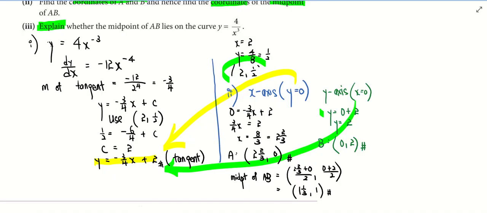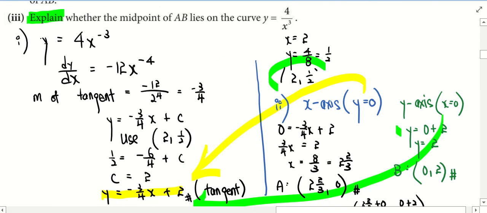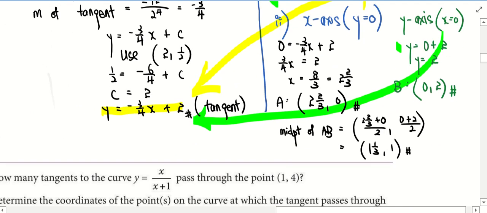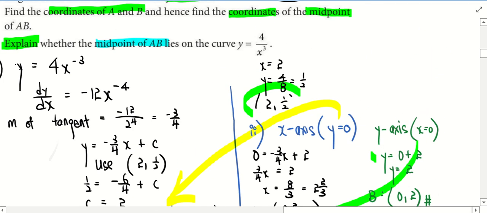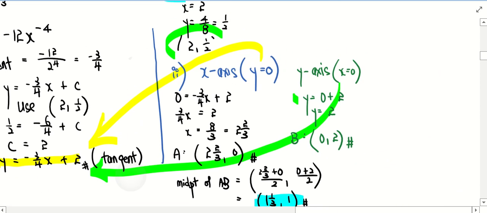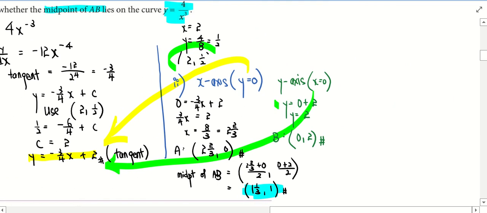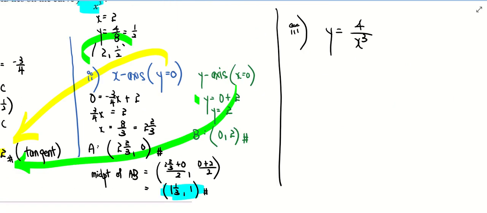Take note, in part 3, we are told to explain whether the midpoint we found in part 2 will lie on this curve. So I'm going to show you exactly how to do this because you will see this kind of question both in E and A math. Okay, take note, the curve given is y = 4/x³.